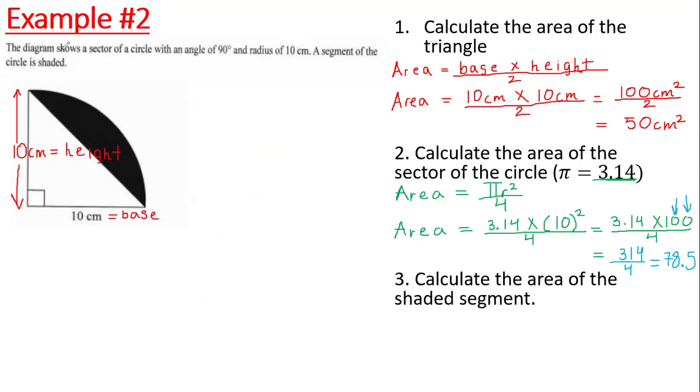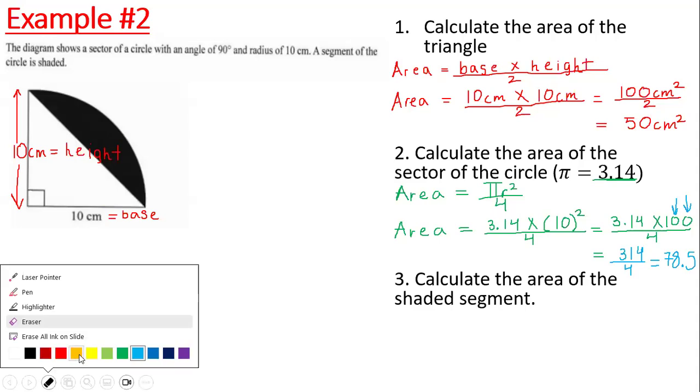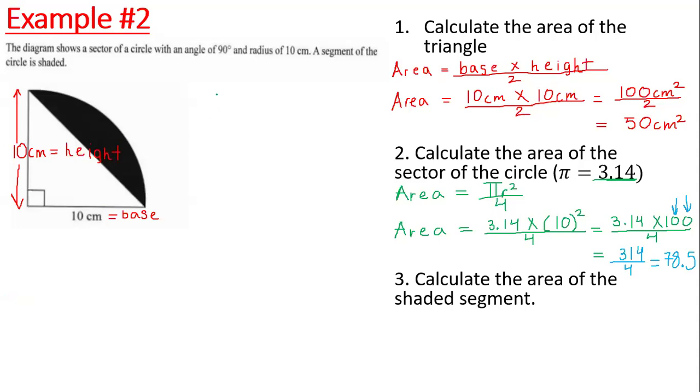How many times does 4 go into 314? How many times does 4 go into 30? 7 times. 4 times 7 is 28. We subtract. 1 minus 8, we can't do that, so it's going to be 11. 11 minus 8 is 3.